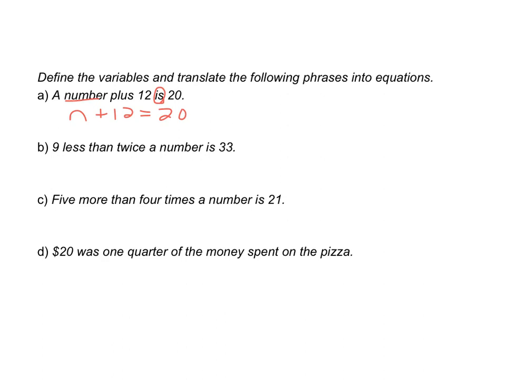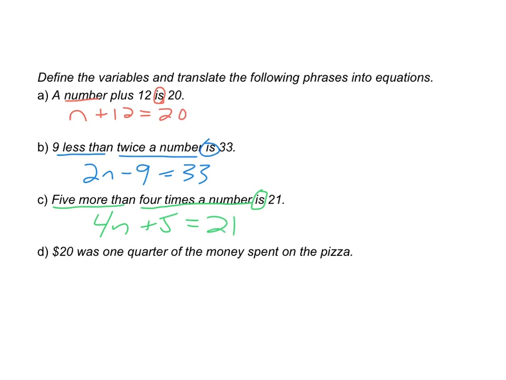9 less than twice a number is 33. Twice a number, that tells me to use 2n. 9 less than that tells me to do minus 9. Is means equals 33. So 9 less than twice a number is 33 is the same as saying 2n minus 9 equals 33. 5 more than 4 times a number is 21. 4 times a number, 4n. 5 more, plus 5, is equals 21. So 5 more than 4 times a number is 21 is 4n plus 5 equals 21.